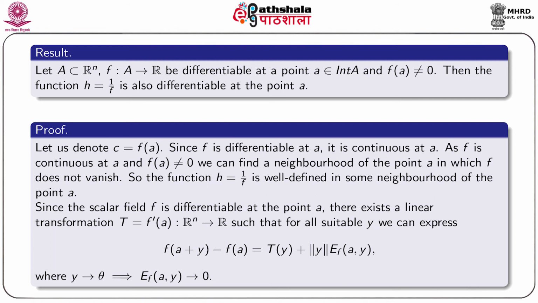As the scalar field f is differentiable at the point a, from the definition of differentiability, it follows that there exists a linear transformation f'(a) from R^n to R, such that for all suitable y we can express f(a+y) minus f(a) equal to T y, that is f'(a) operated on y, plus norm y E_f(a,y), where as y approaches the origin, E_f, the error term, tends to 0.